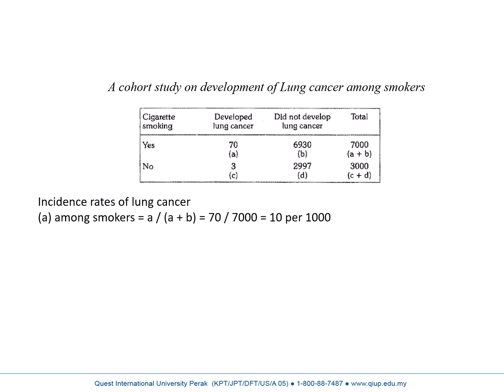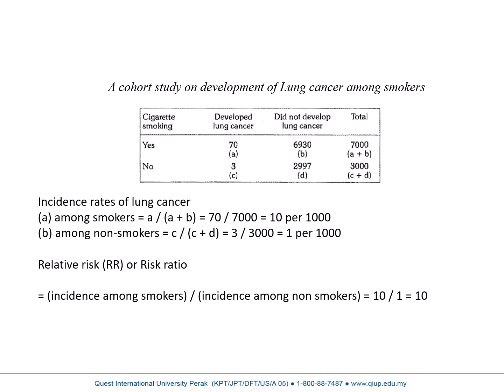Incidence rate of lung cancer among smokers is 10 per thousand. Incidence rate of lung cancer among non-smokers is 1 per thousand. So, relative risk or risk ratio will be incidence rate of lung cancer among smokers divided by incidence rate of lung cancer among non-smokers. So, it will be 10 per thousand divided by 1 per thousand. So it is 10 divided by 1, which is 10.